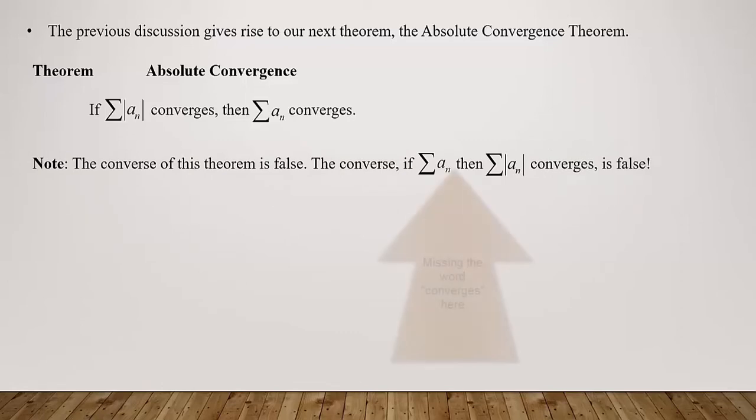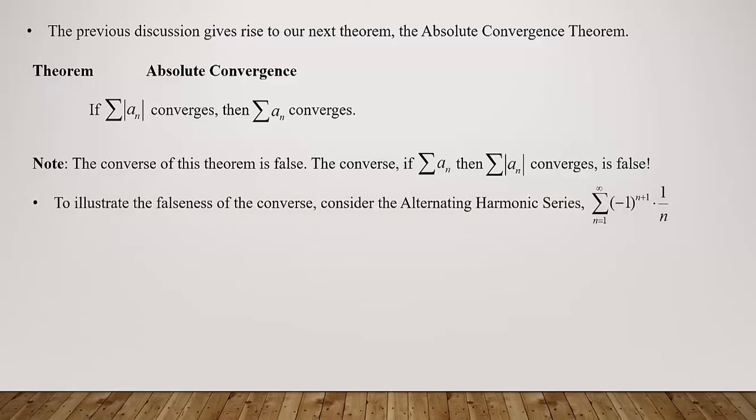Okay, here's a pretty important note. The converse of this theorem is big time false. The converse of that theorem is, if the series a sub n converges, then the series of absolute value of a sub n converges. That's the converse of the theorem, and it is big time false.